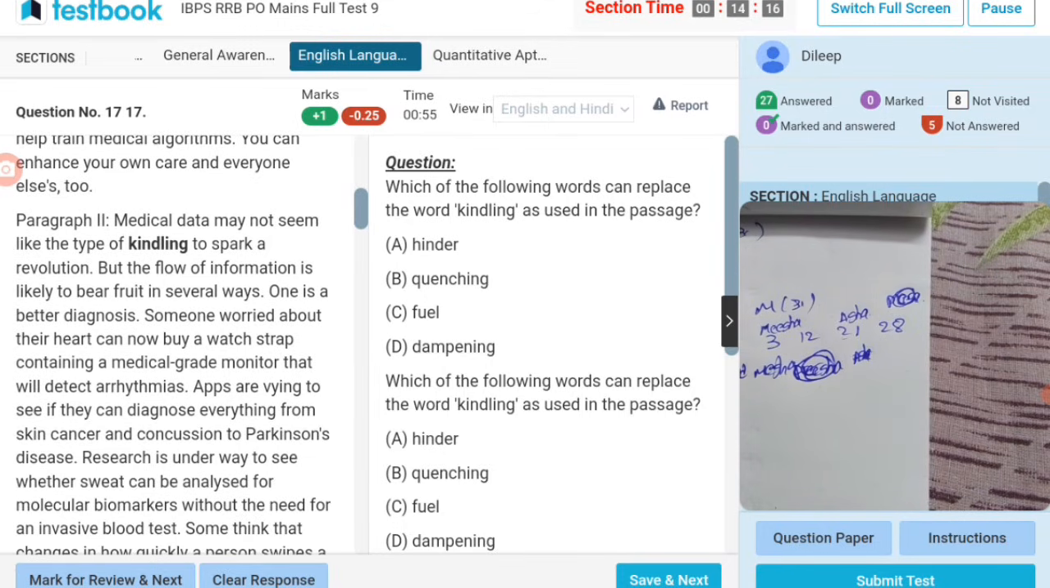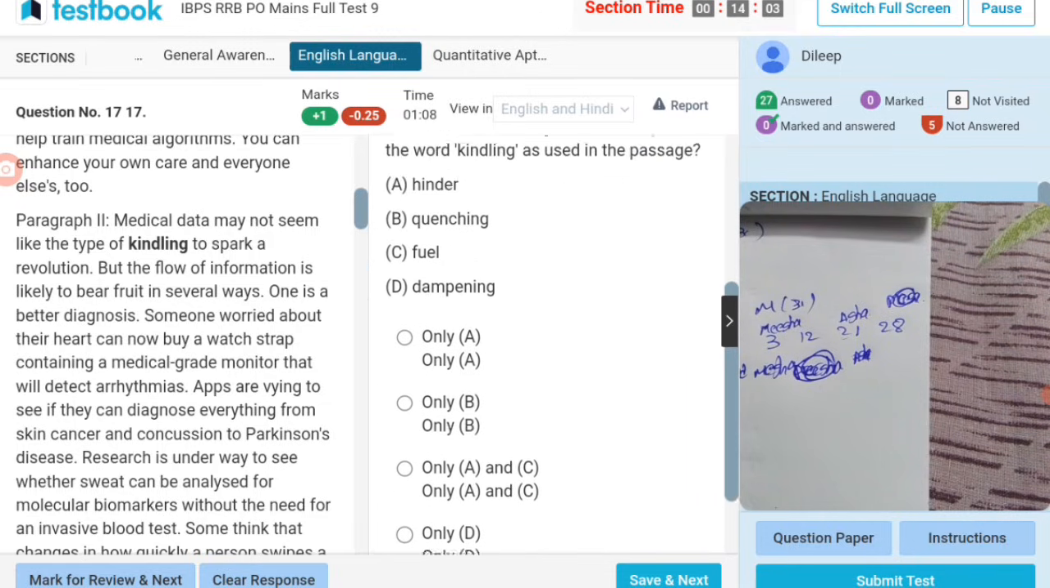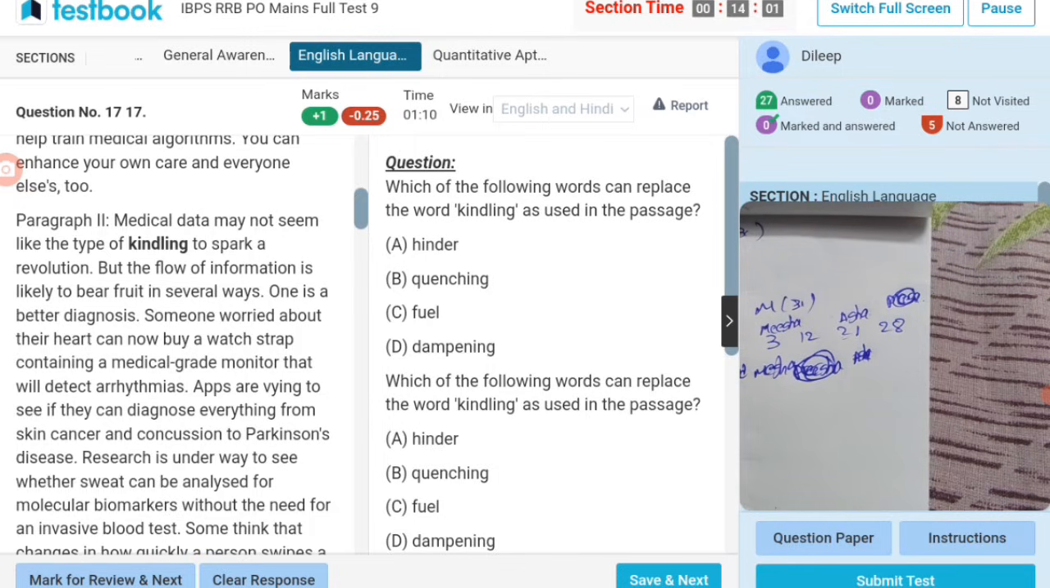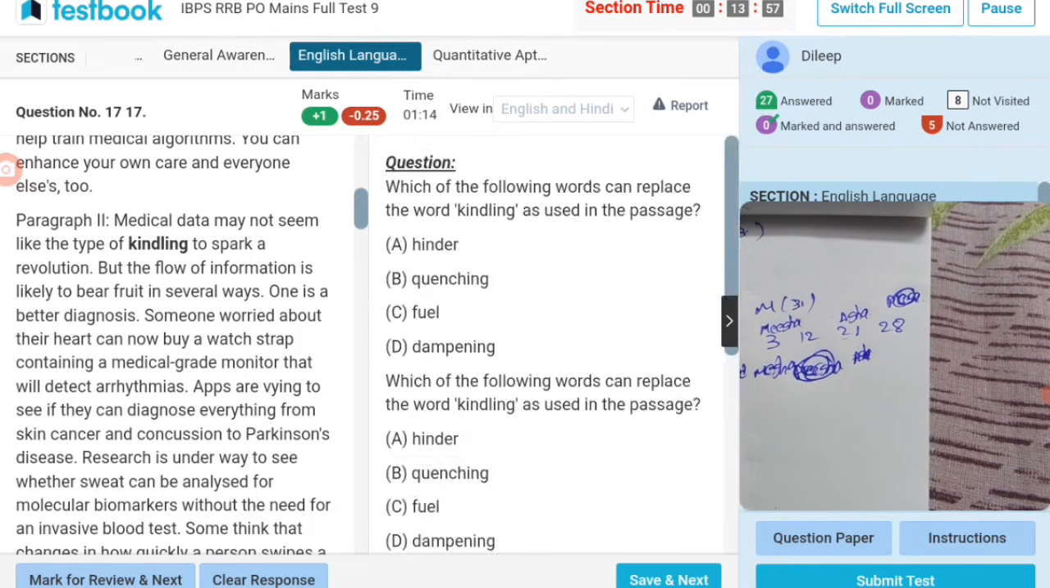So, medical data may not seem like the type of thing to spark a revolution. And see.